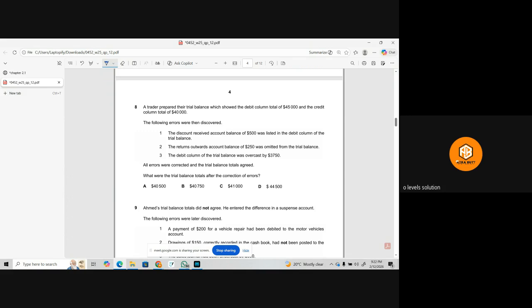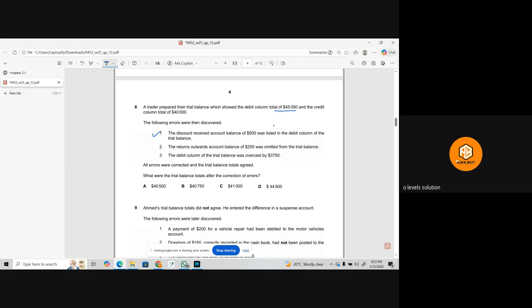Okay. Then we have the next question, 8. Can you please read it and tell me the right answer for that? A trader prepared the trial balance which showed the debit column total of 45,000 and the credit column total of 40,000. The following errors were then discovered. The discount received account balance of 500 was listed in the debit column of the trial balance. Discount received. Okay, let's discuss it.